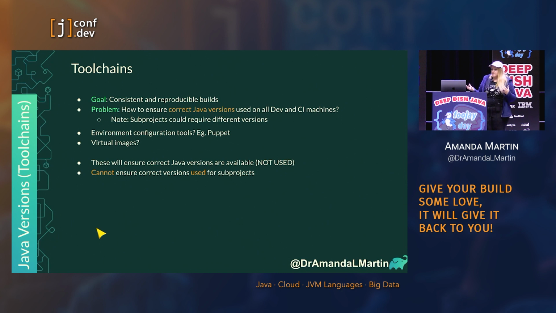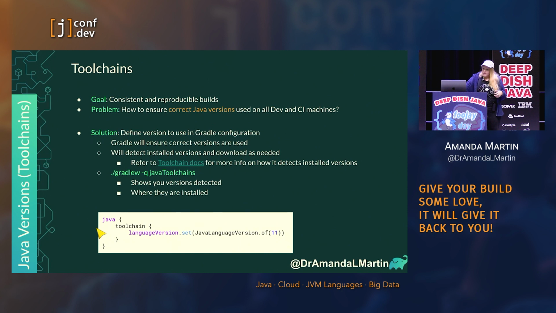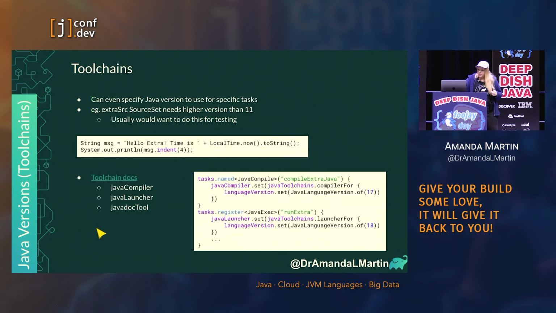Just because the correct version of Java is available doesn't mean it's the right version that is used, though. And so what we have is something called toolchains. What toolchains do is make sure the correct version of Java is used for each project or sub-project. Here's a little bit of the code, and you can see it's pretty easy. This one is set to, anyone want to guess what version of Java this one's using? I see mouthing 11, so that's perfect. And of course, like everything, you can turn this on and off with a toolchain flag.